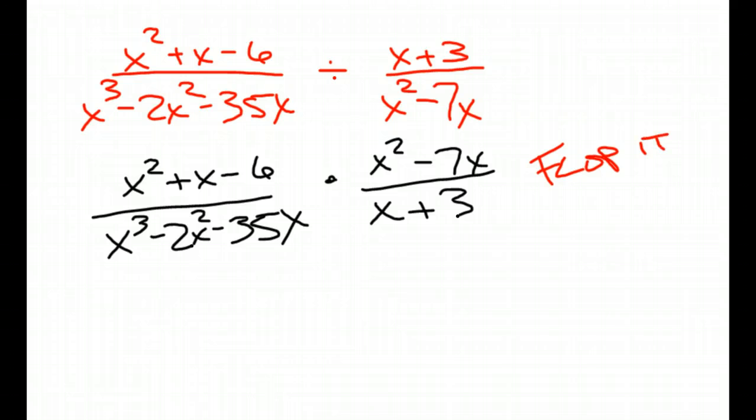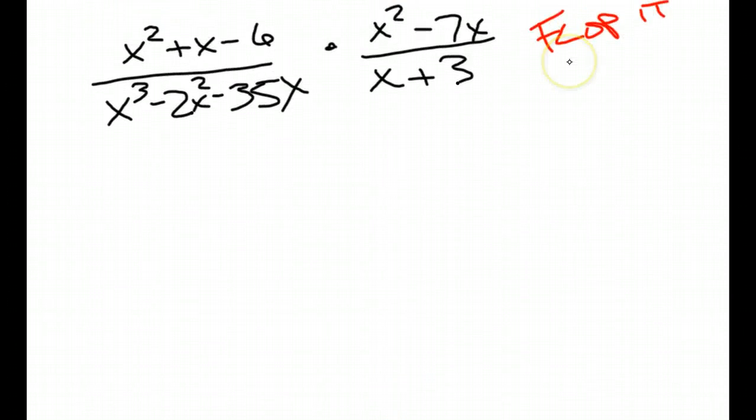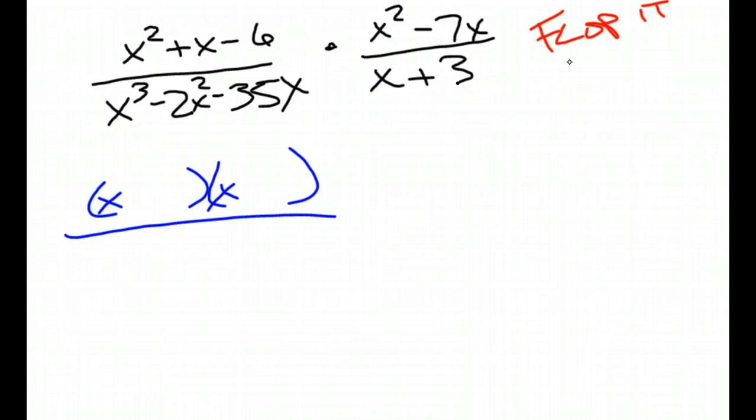Next step. What do you want to do for the next step? Factor. Okay, so flop, factor. So let's factor this thing. First term, or I'm sorry, the first trinomial is going to be what? x minus 2, x plus 3. Minus 2 plus 3. Is that right? The middle term has to have the sign of the biggest number, which it does. Okay.